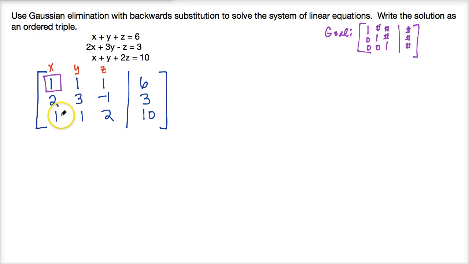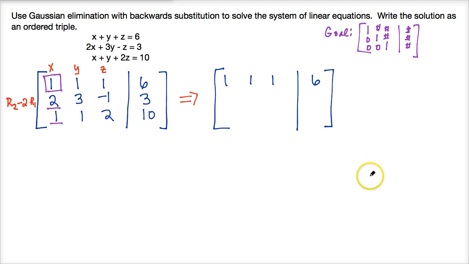So the next thing that we want to work on is in column 1, to make this entry and this entry 0s. We want to think about how we can use row 1 to accomplish this. Since right now in row 2, I have a 2 and I would like it to be a 0, I'm going to take row 2 and subtract 2 times row 1 to come up with a new row 2. Let's recopy the first line because that one's not going to change.